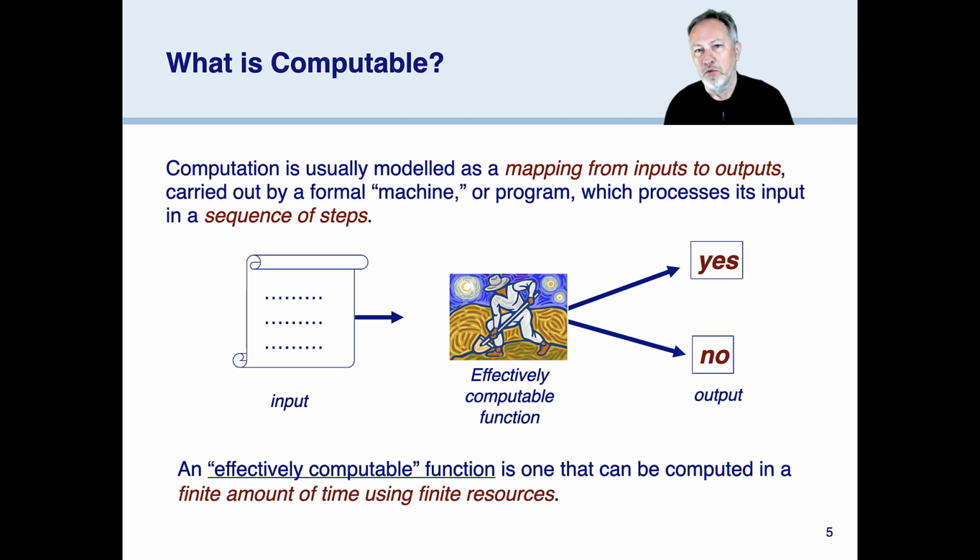What does it mean for something to be computable? So usually we think of computation as being a kind of function, a mapping from inputs to outputs, which is being carried out by some kind of machine. The machine could be something like a Turing machine, or it could be a kind of program which is executed by some kind of formal machine. These machines work in a step-by-step fashion.